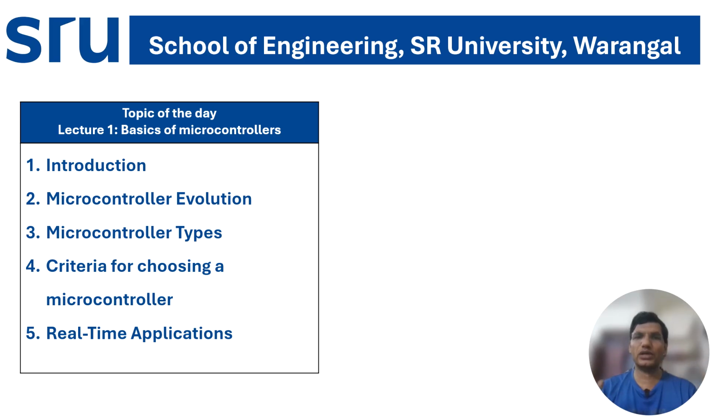What is a microcontroller basically? A microcontroller is a small computer on a single chip. It contains a CPU, memory such as RAM and ROM, input-output ports, timers, and communication modules. Unlike a microprocessor, a microcontroller is designed for specific control tasks.